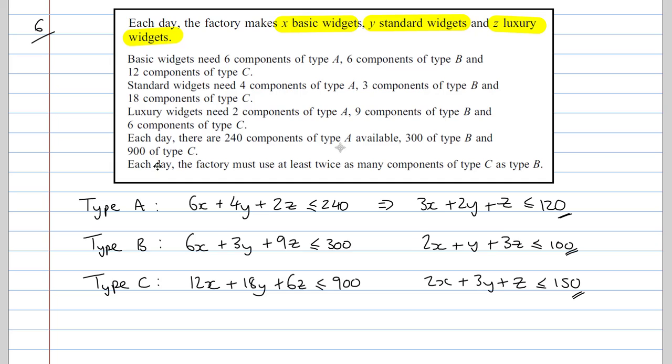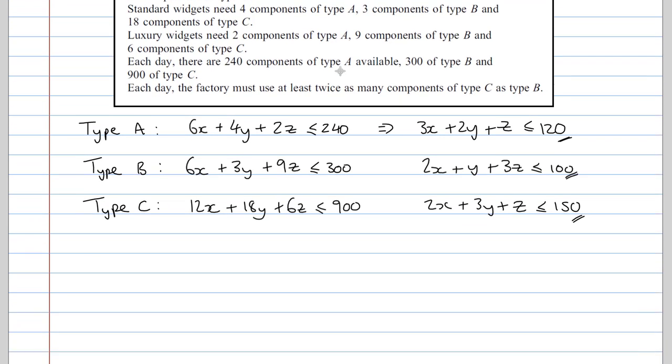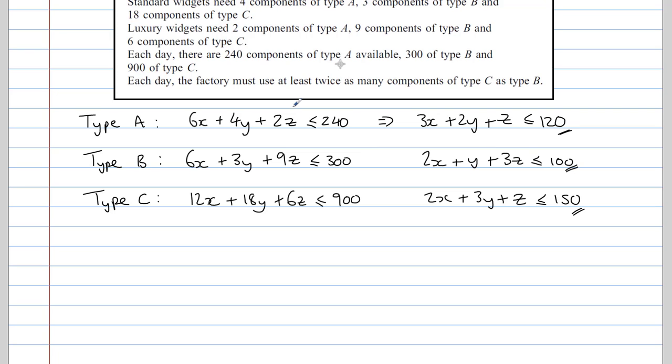For the final constraint, we've got this bottom line. It says each day the factory must use at least twice as many components of type C as type B. These are the type of constraints that people most often get wrong. In order to find a constraint for this part of the question, I'm going to simplify. I'm going to get rid of the at least part first. We'll come back to that later.